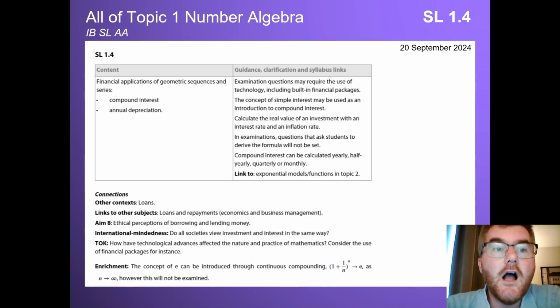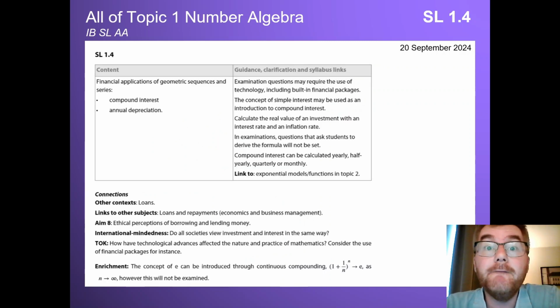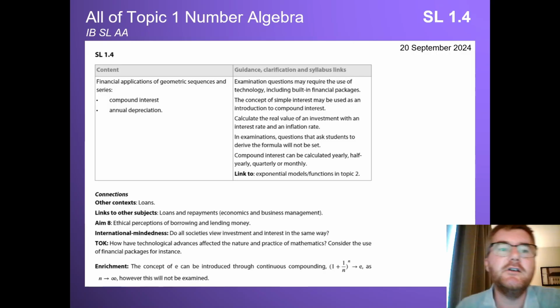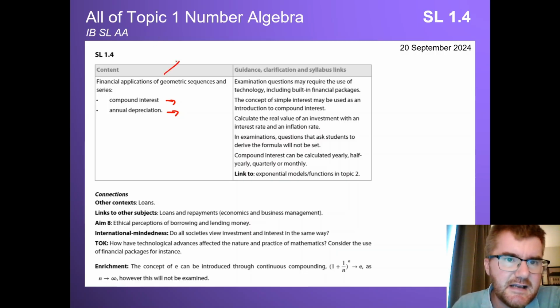Okay, on to SL 1.4, which is now definitely calculator used here, and we're going to be looking at financial applications of geometric sequences and series. So essentially either compound interest or annual depreciation. Now you do need to know how your calculator works, particularly the finance solver. I don't think we're looking at a finance solver question specifically here today. We're going to use the formula from the formula booklet instead.